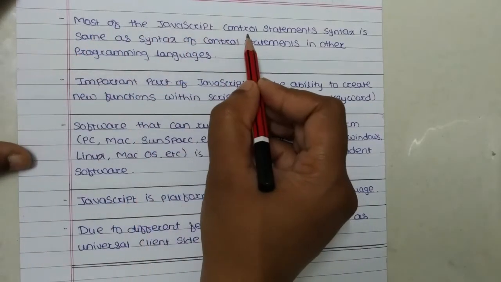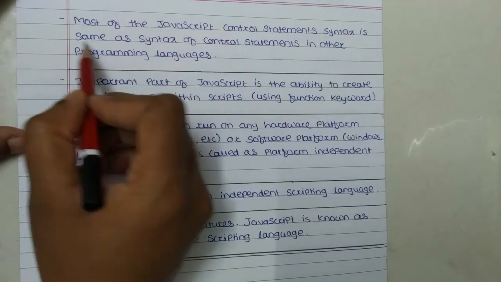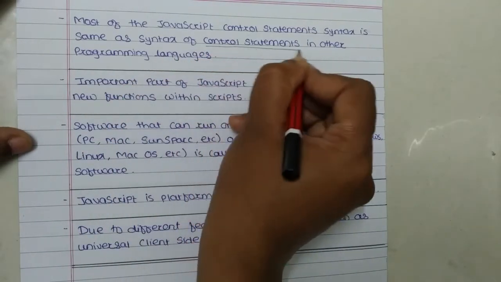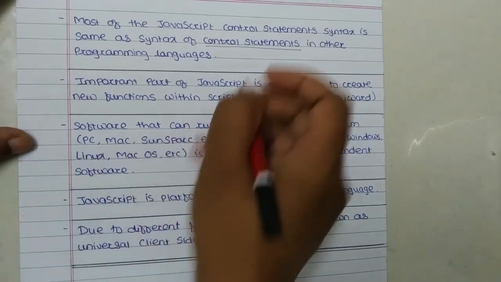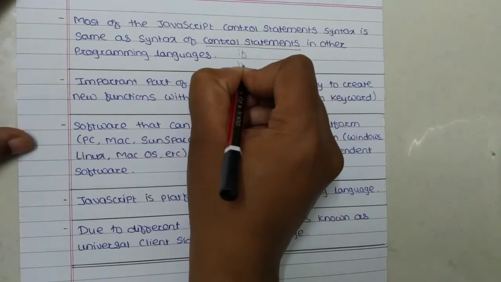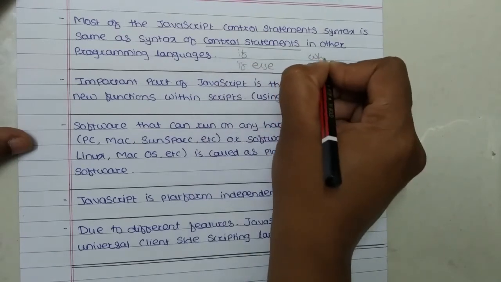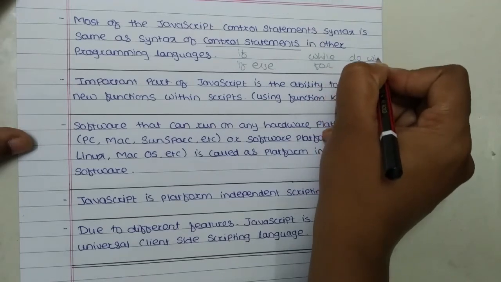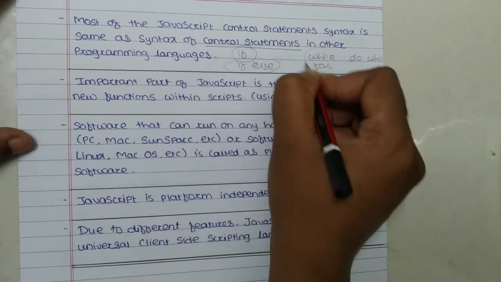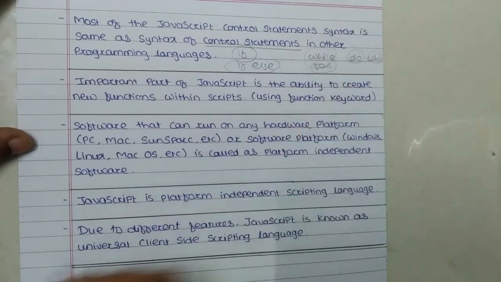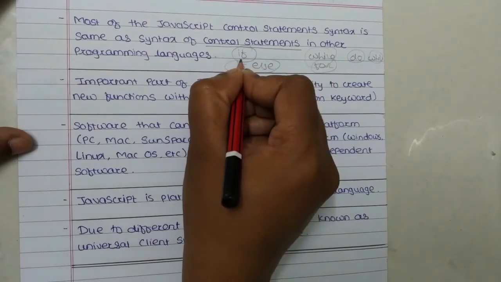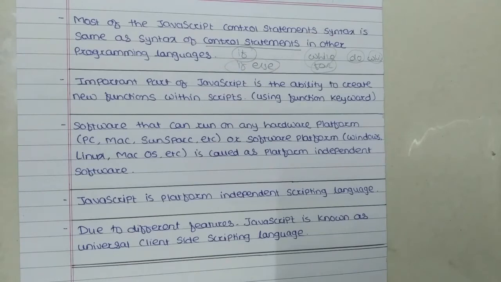Now next, most of the JavaScript control statement syntax is the same as the syntax of control statements in other programming languages. Here, what is meant by control statements? Control statements like if, else, while, for, then do while. All these are the control statements which are used in every programming language. Clear? So the syntax of these control statements is the same as in other programming languages also.